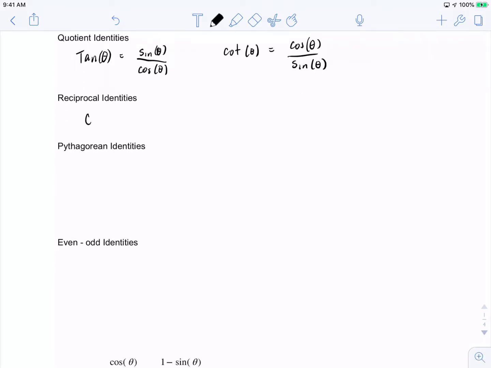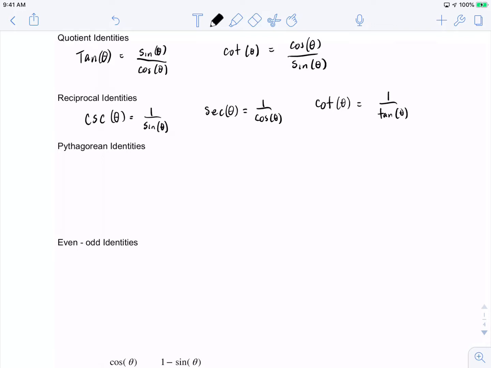Some of the reciprocal identities: cosecant theta is equal to 1 over sine theta. Secant theta is equal to 1 over cosine theta. And cotangent of theta is equal to 1 over tangent theta.